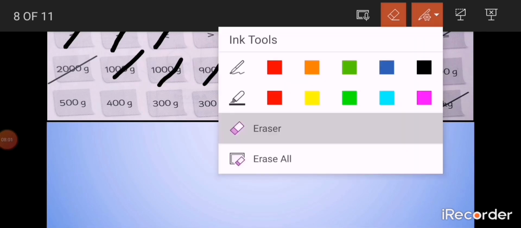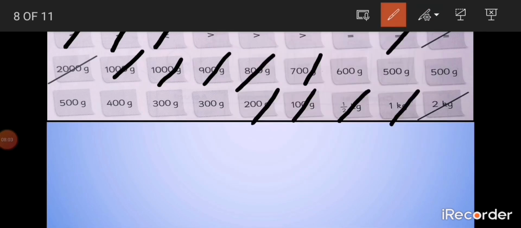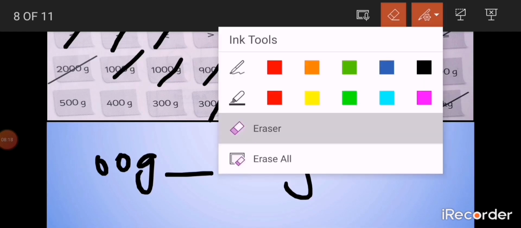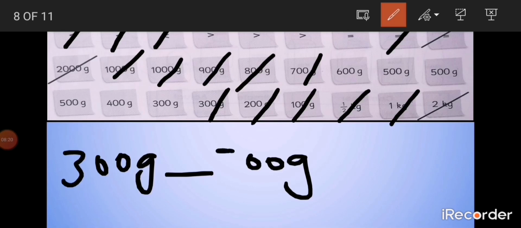In that way, you will continue your work. Choose one number from the first line, choose second number from the second line. Now 300, or we can write 700 first. It's your choice. Dash 300 grams. Or we can follow the sequence as we are doing. Let me follow the sequence as we are doing. 300 gram and 700 gram.